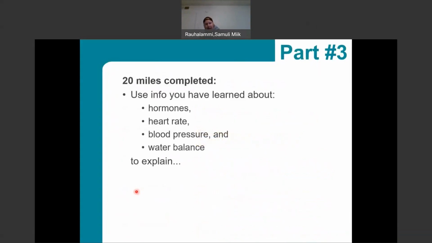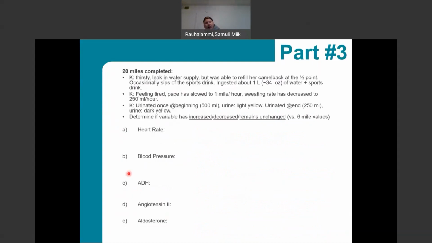Part 3 looks at now, as we are into the hike, about 20 miles in, and we're looking at these same measures. In case of Carla, what we're seeing now is going to be a little bit of a different situation. Carla is feeling thirsty due to the leak in her water supply, even though she was able to refill her CamelBak at the halfway point. And she has occasionally had a few sips of the sports drink that she brought with her. She has ingested about 1 liter of water and sports drinks since the start of the hike.